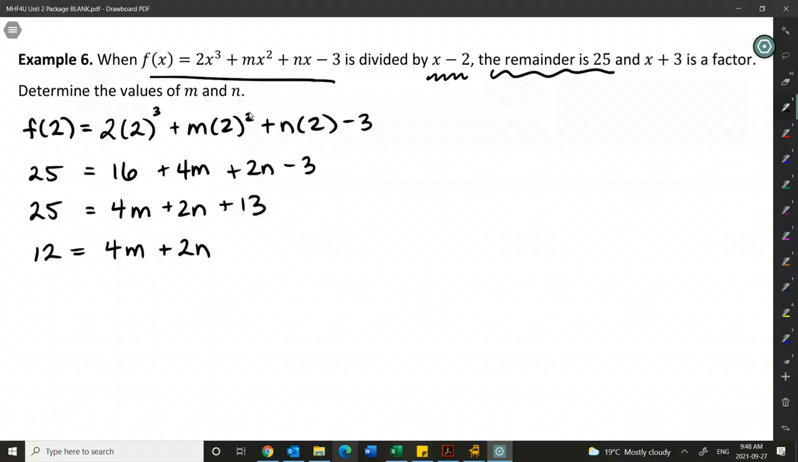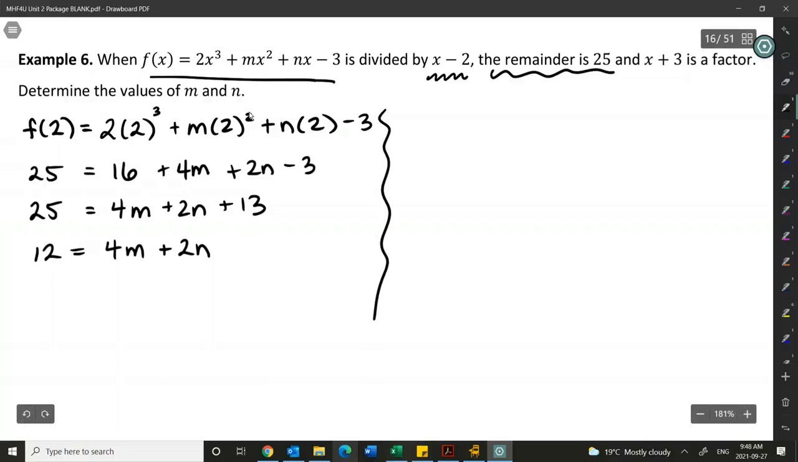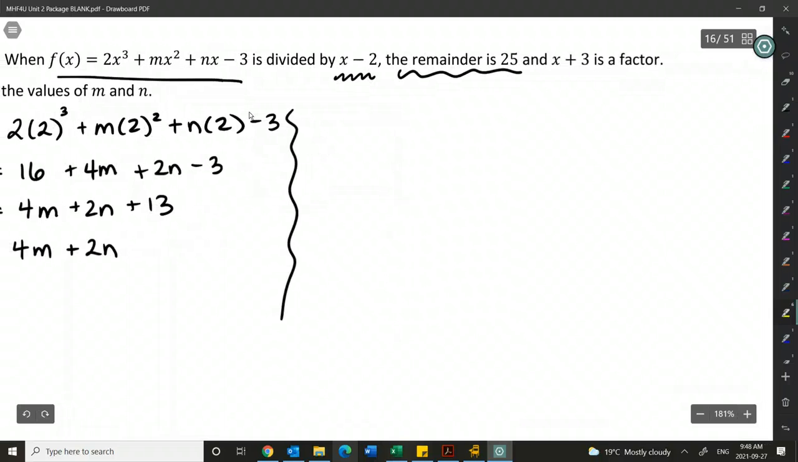I have a problem. I have one equation right now, and I have 2 unknowns. I can't really solve for those. I could probably try to guess and check here, but I won't know for sure what the answers are. So I have another piece of information here. This is the second piece of information. It says x plus 3 is a factor of f at x.